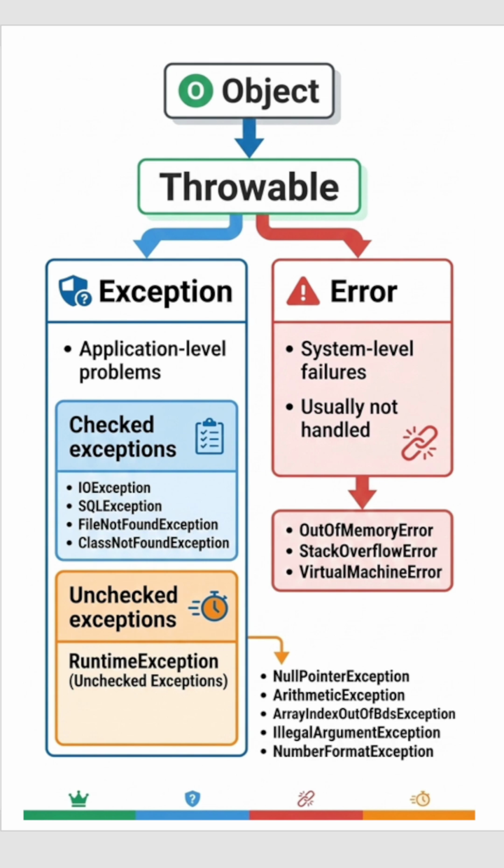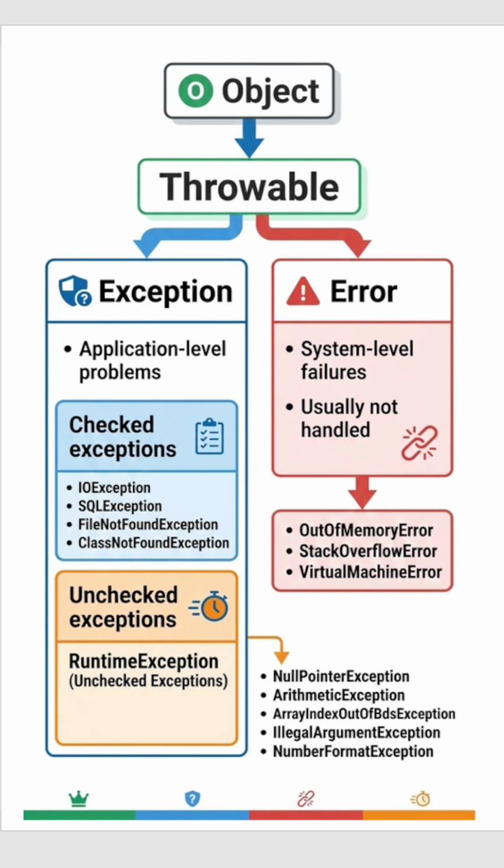Whereas an error is system level, and a typical example is OutOfMemoryError. It occurs when heap memory goes out of space. StackOverflowError occurs when stack memory goes out of space.